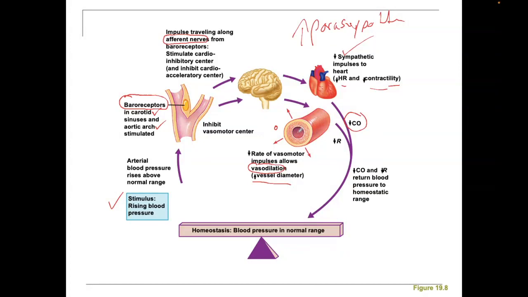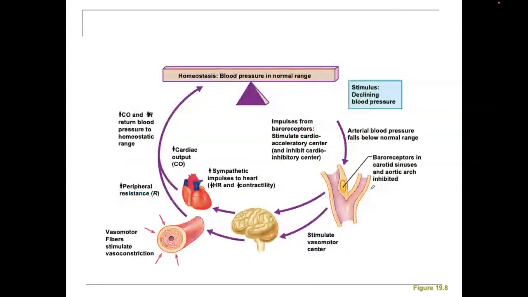When it dilates, there's less pressure because there's less resistance, right? The blood is not hitting the walls in such a constricted area. So we have decreased resistance and decreased cardiac output. Both of those are enough to balance out the blood pressure.